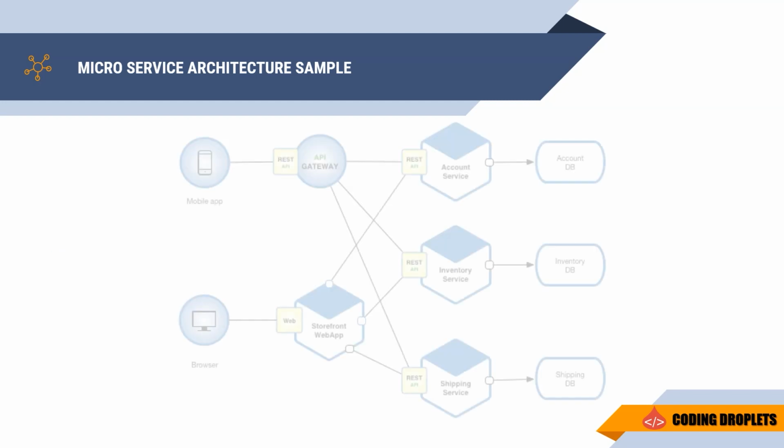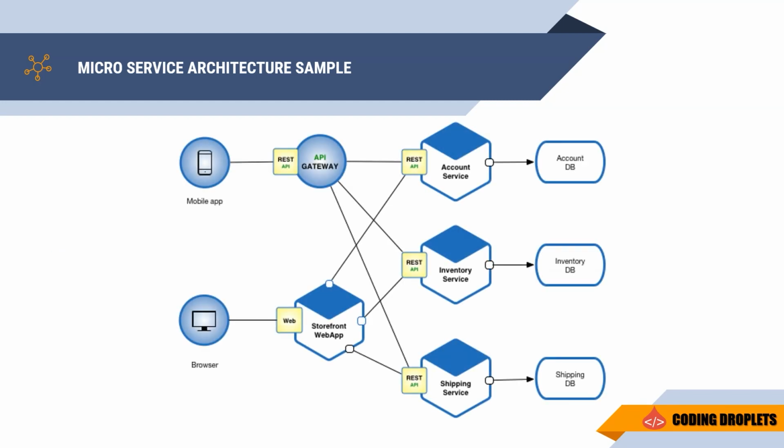Now let's see how a microservice architecture looks. Here in the same way you can see there are three services: account, inventory, and shipping, and all the services have their own databases. Also, there are separate APIs for each service. There is an API gateway which accepts the requests from the mobile app and routes them to the different service APIs. This solution also has a storefront web app which is also connecting to all the service APIs for data transferring. This is how microservices work. We'll go into detail about microservice architecture and its implementation in the upcoming videos.